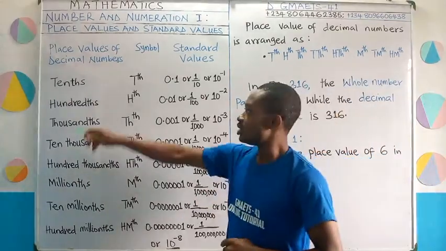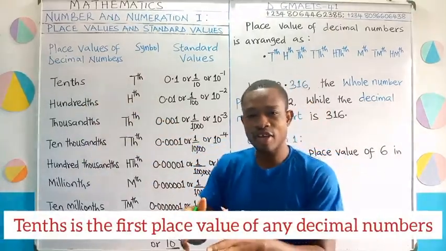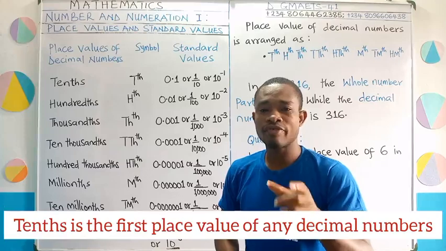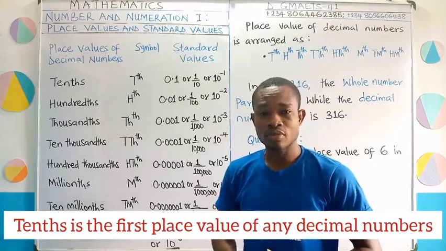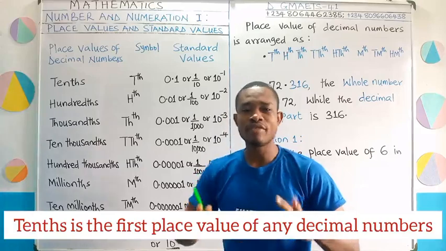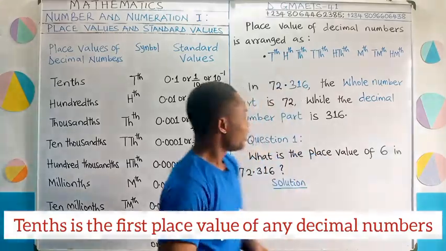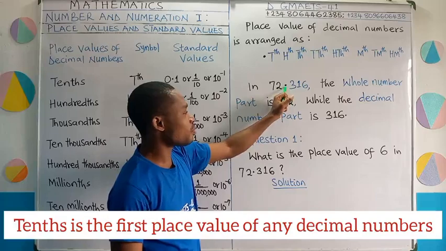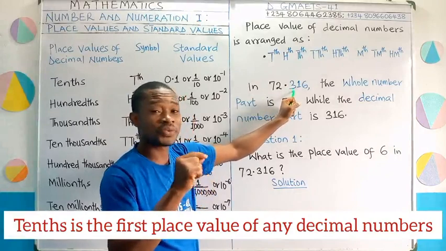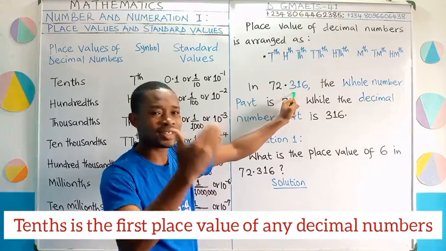Now, the first decimal place value is tenths. That is the starting place value of decimal numbers, which means we don't have anything like units when dealing with the decimal digit part. Come back to this once again. After the decimal point, the first decimal digit is 3. The place value of this 3 is tenths. There is no unit when talking about decimal parts.